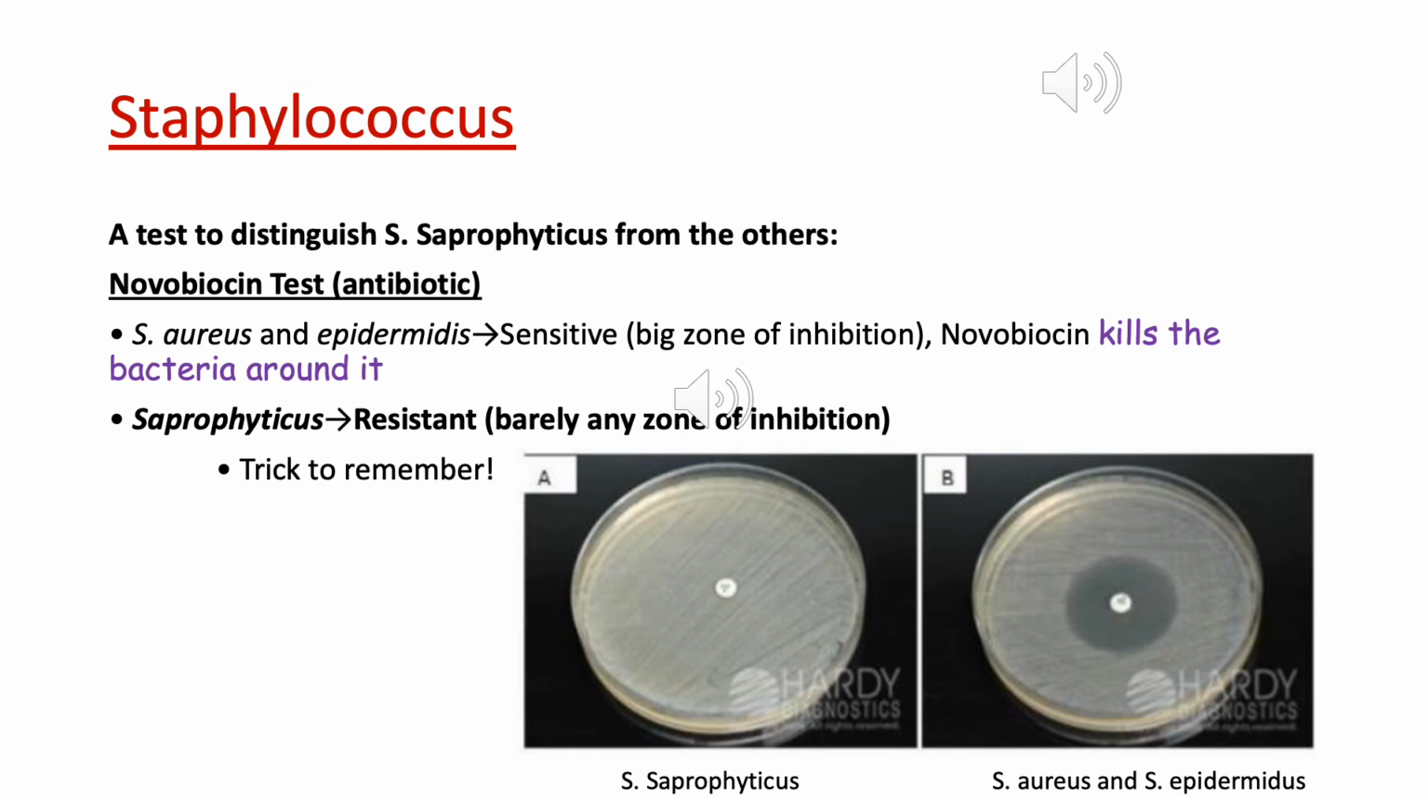But Saprophyticus, on the other hand, is resistant to Novobiocin. So as you can see in picture A, there's no zone of inhibition, and the bacteria Saprophyticus can grow right up to that antibiotic disc. So a trick to remember this one, think of tree sap. Sap is sticky. So Saprophyticus, you can see it growing all the way up to the disc and almost sticking to the disc. So think sap is sticky.